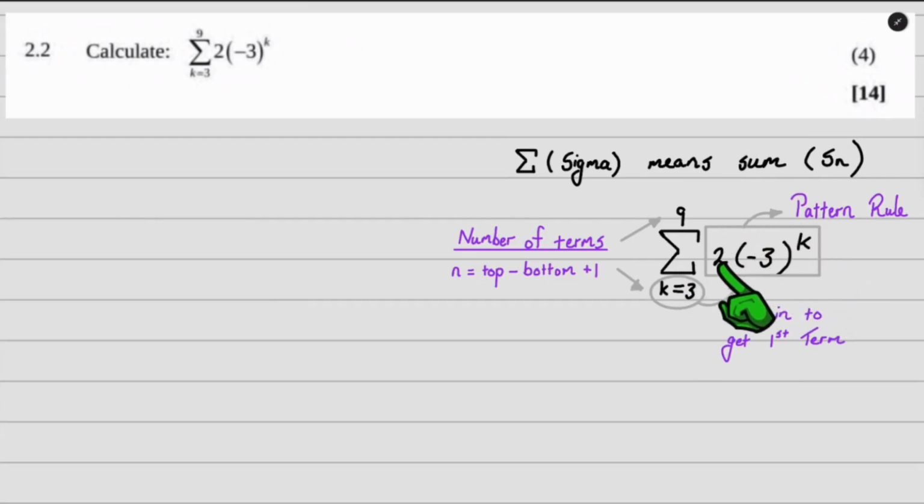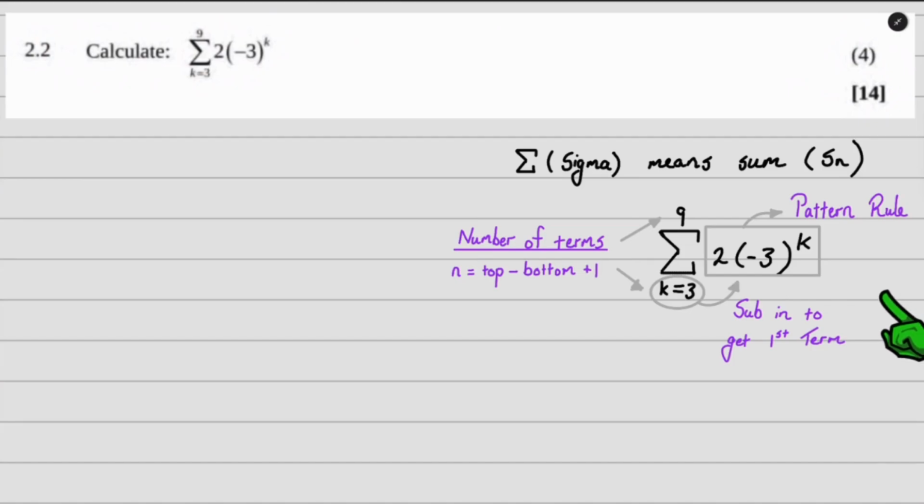This over here is your pattern rule. This one over here, you sub into the pattern rule to get your first term. And then the number of terms is the top one minus the bottom one plus 1. So we're going to apply that to this question to solve it. I'm going to get the first 3 terms so I can see what my pattern actually is.